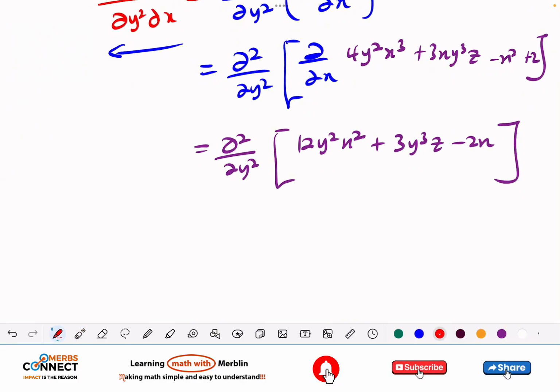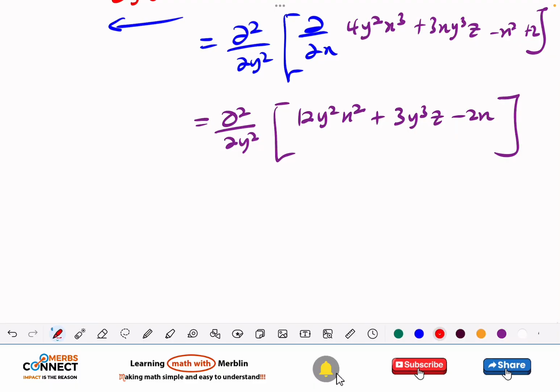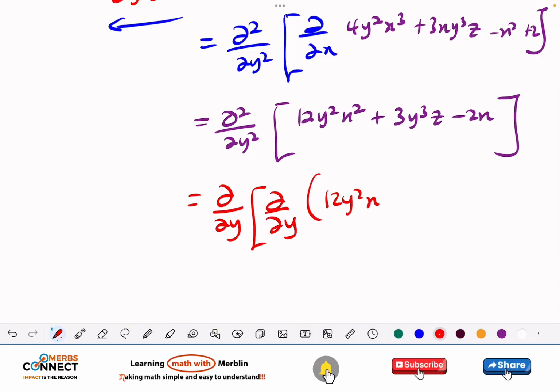Now let's look at the next one. The next one is now we differentiate this. It means that we need to differentiate now with respect to y 2 times, right? We need to do it to y 2 times. So this is going to be like this. Now partial of with respect to y, and then now y goes inside. So this, and we differentiate 12y squared x squared plus 3y cubed z minus 2x.